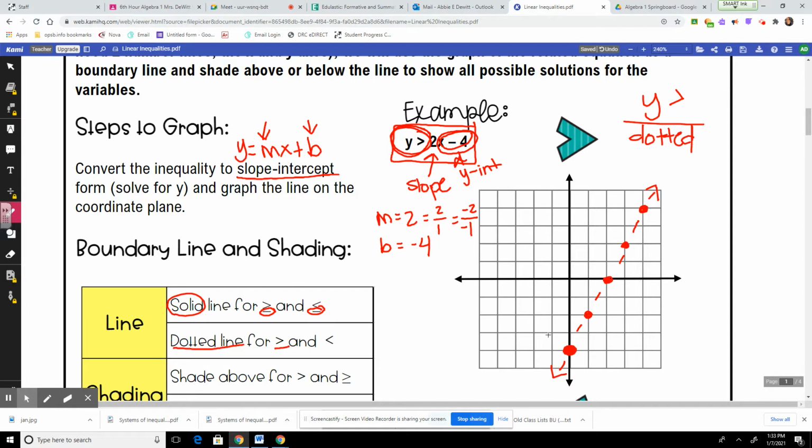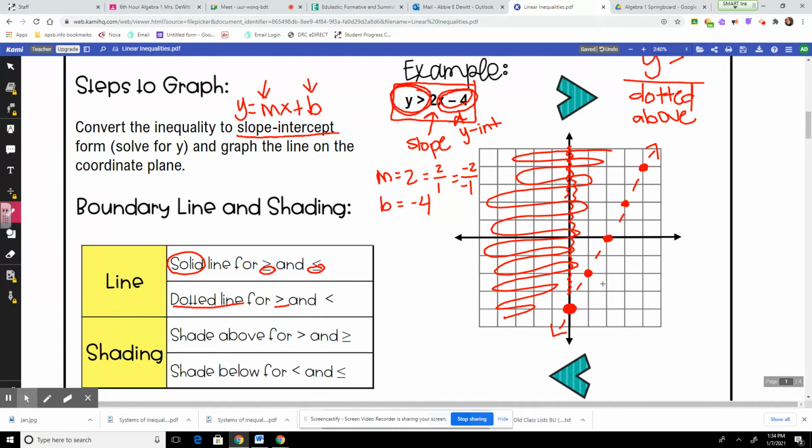So now I have my boundary line. Now I need to determine, where do I shade? Well, y is greater than. Where on my coordinate plane are my y values greater than negative 4? Well, that's going up this direction, correct? All these y values are greater than. So I'm going to shade above where my y values are greater. So I'm going to have a dotted boundary line, and I'm going to shade above. Okay, that is how you graph an inequality.